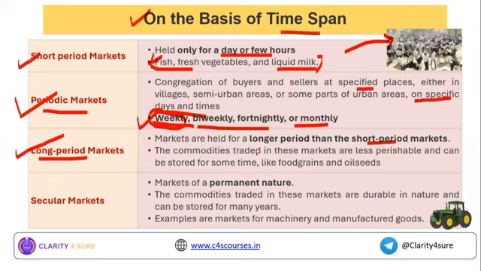And the commodities here are less perishable and can be stored for some time. Next is secular markets. This is important terminology. You can expect a question on this concept. Okay, so a secular market is a market of permanent nature.